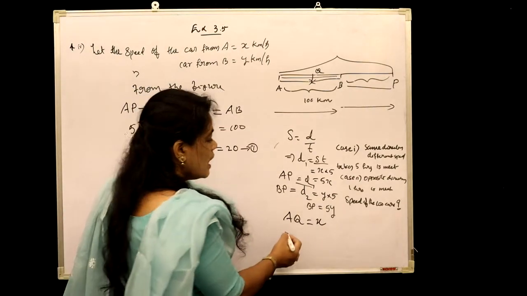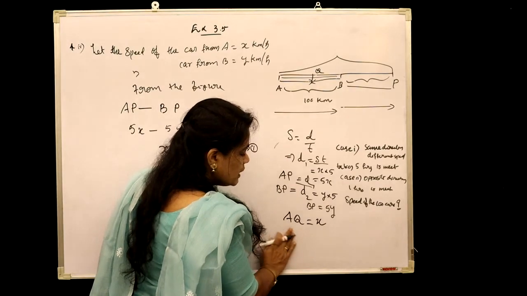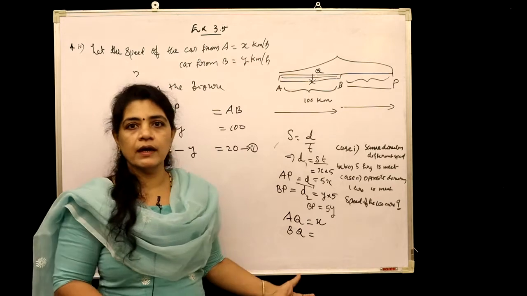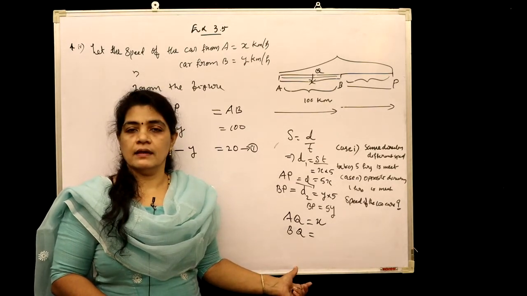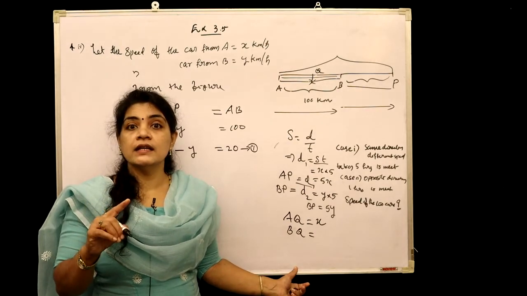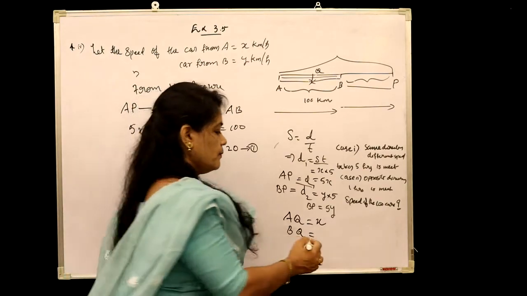And the car from B, they met after 1 hour at Q, so this BQ is the distance travelled by the car from B, and they have taken 1 hour. And speed is y km/h. So y into 1, that is y.